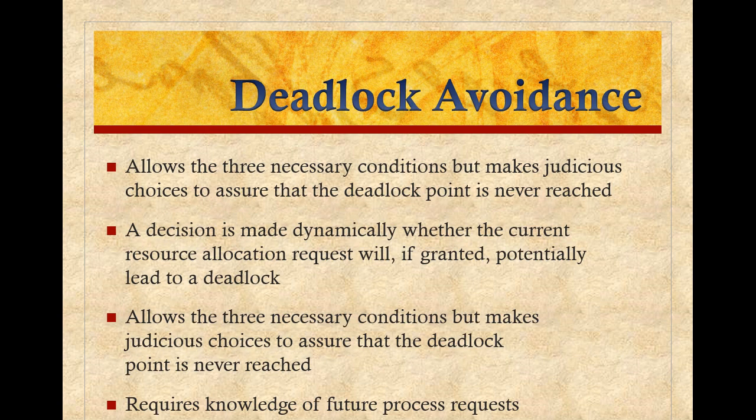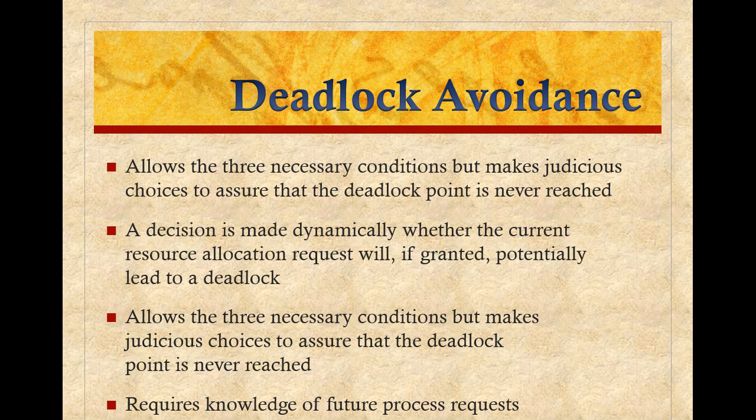Now deadlock avoidance means allowing the three necessary conditions but making judicious choices to assure that the deadlock point is never reached. So a decision is made dynamically whether the current resource allocation request will, if granted, potentially lead to deadlock.